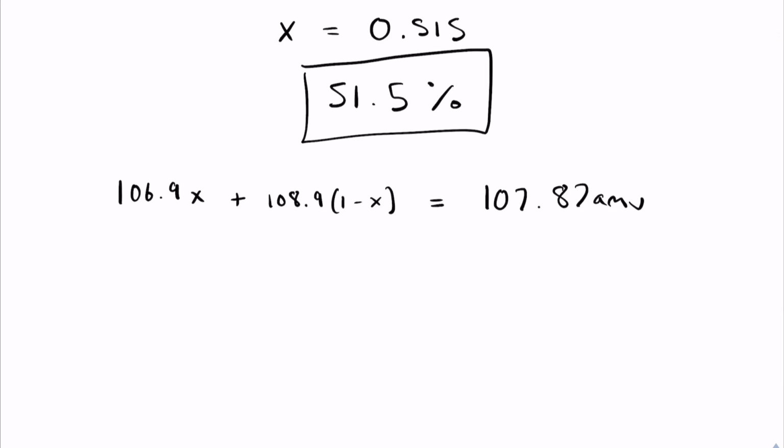To find the second isotope, we simply have to go 1 minus x, x being 0.515, and this would yield a result of 0.485 or 48.5%.